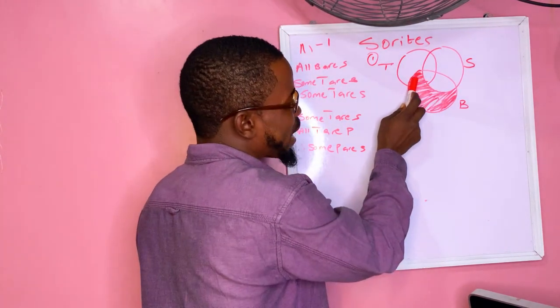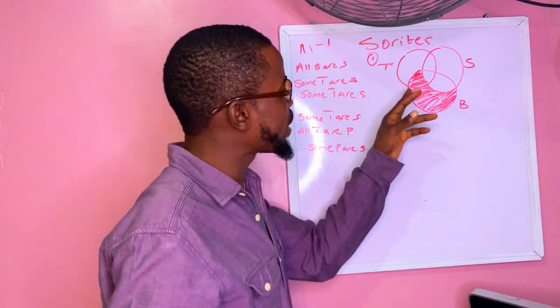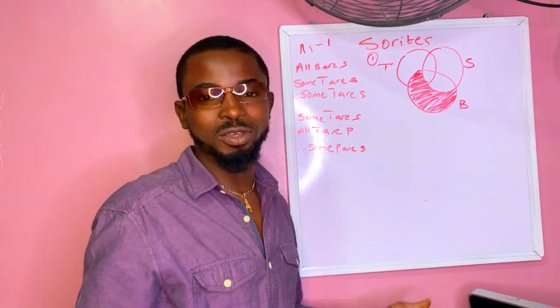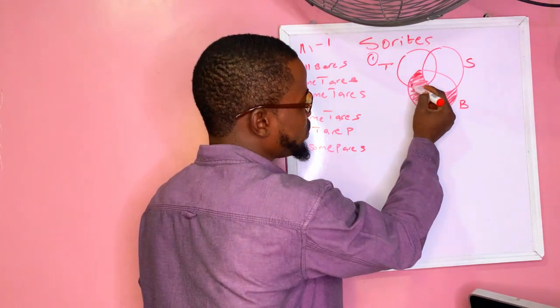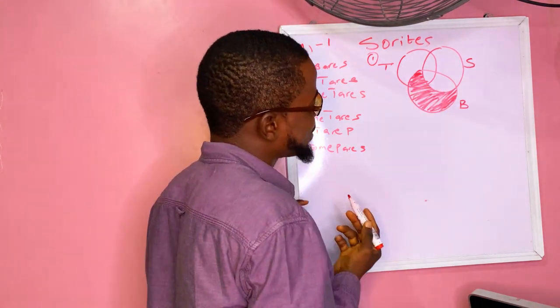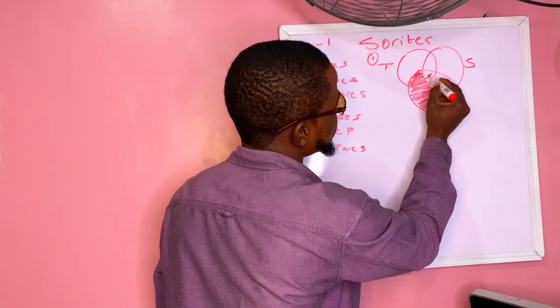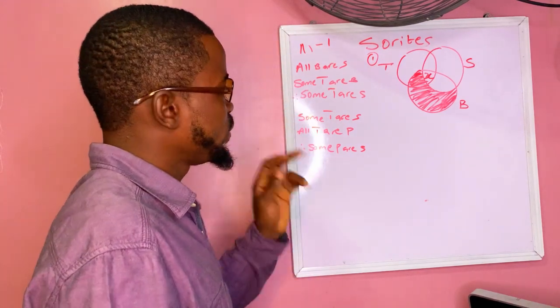But I cannot put my X here because I've already shaded this place to indicate that that place is empty. If I put my X there, it is like saying that that place is empty and there is also something there. That is a contradiction. Automatically my X cannot be in this place. Another place that T and B come together is in the middle, so I'll put my X in the middle. So some T are B has been diagrammed.